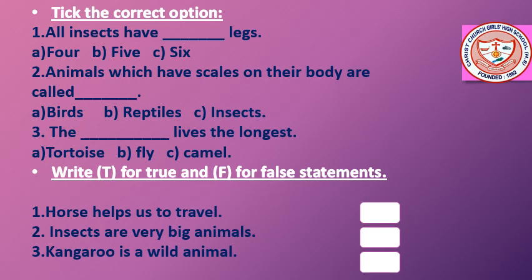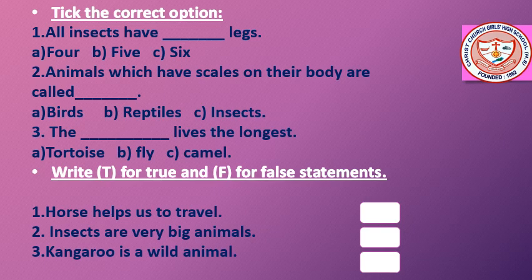Number 2. Animals which have scales on their body are called dash. Options are A, birds, B, reptiles, C, insects. Number 3. The dash lives the longest. The options are A, tortoise, B, fly, C, camel. Okay.